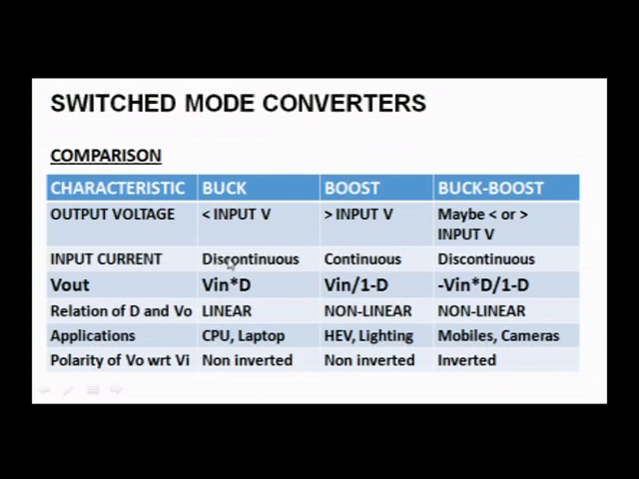Because only when the switch is on, there is a current, input current, but when the switch is off, there is no input current. So that is why it is discontinuous. And at the same time, buck boost also, because it already has a buck converter mode, that means it has to be discontinuous in buck boost also.